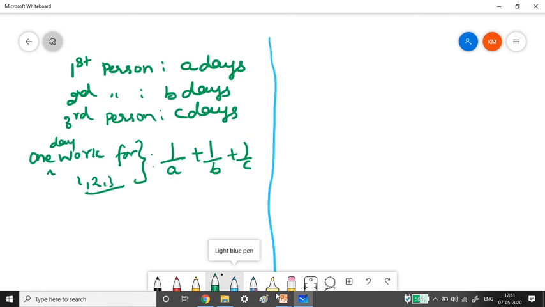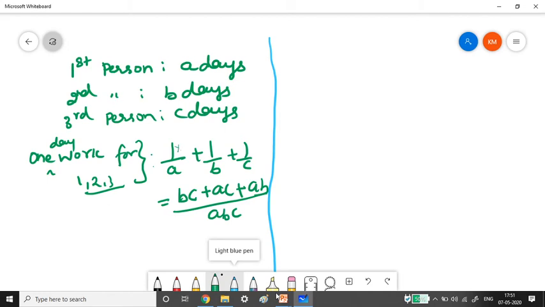So this is what we have done for 1/A + 1/B, which is for 2 persons. Now another person comes in. So how will you do it here? If you take the LCM, just see here: (BC + AC + AB) divided by ABC. So this is the LCM, right? You have to do it this way.